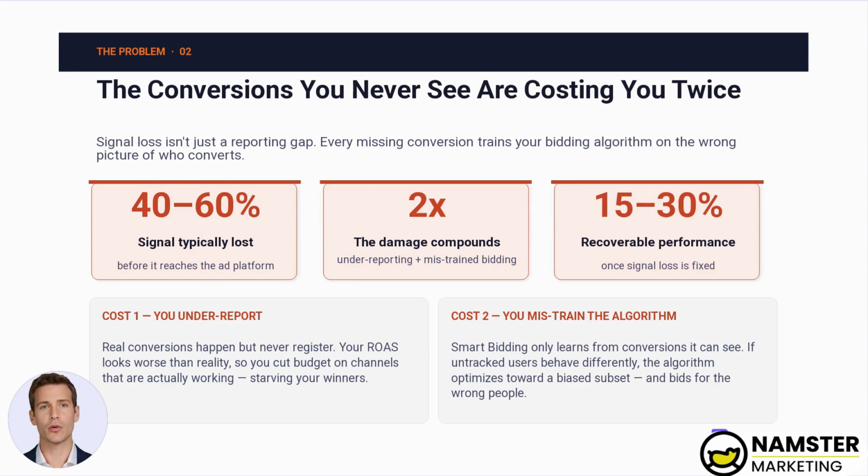Modern smart bidding can only learn from the data it can see. If you're missing half of your signal, the algorithm optimizes toward a biased subset of users. This creates a feedback loop where the system bids for the wrong people based on incomplete information. By fixing this signal, we typically see a recoverable performance lift of 15 to 30%.